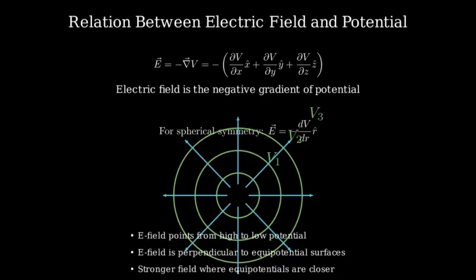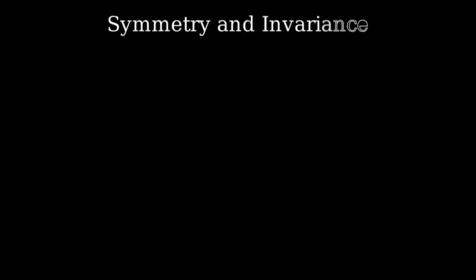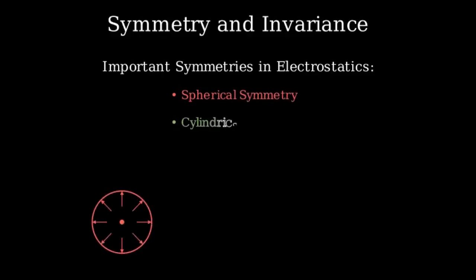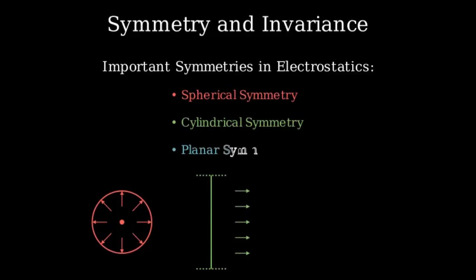The electric field is the negative gradient of the electric potential. For spherically symmetric systems, this simplifies to negative dV/dr times the unit radial vector. Electric field lines are perpendicular to equipotential surfaces, always pointing from higher to lower potential. The field strength is greater where equipotential surfaces are closer together.